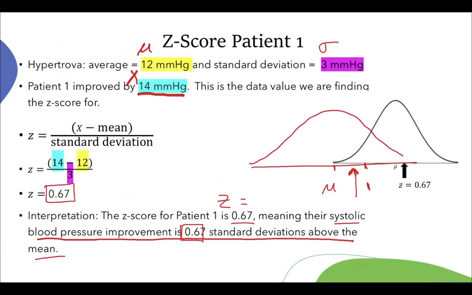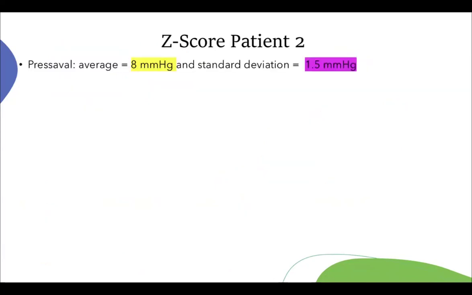Okay, so that's what patient number 1 evaluates to. Let's look at patient number 2 now. There's a different mean and different standard deviation because they were in a different group of people, on a different drug. So this drug, Pressivol, had a different average, 8 mmHg, and a different standard deviation, 1.5.